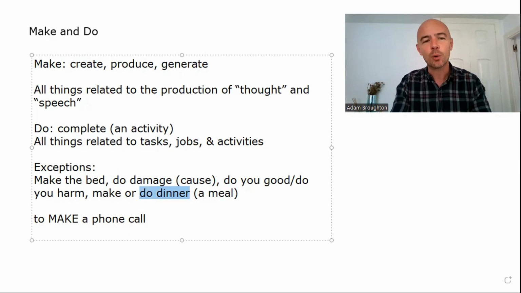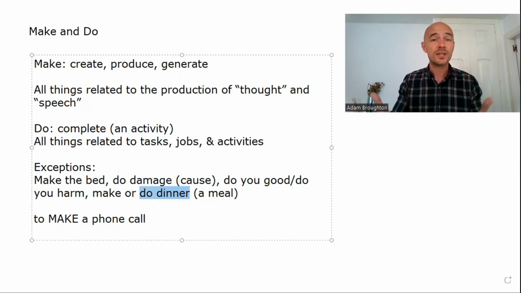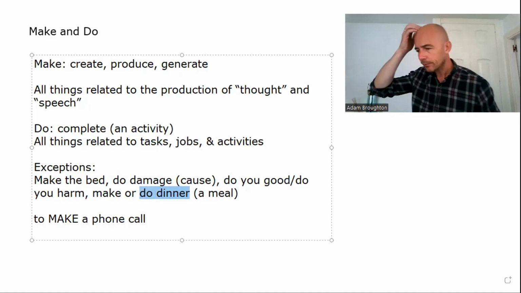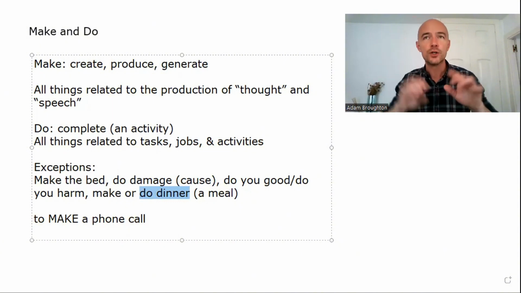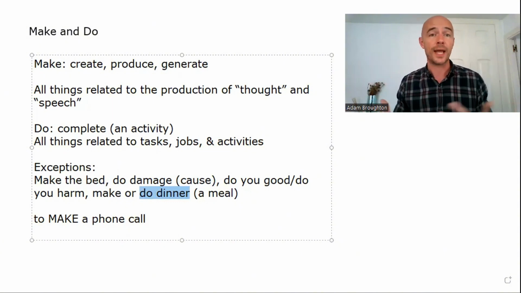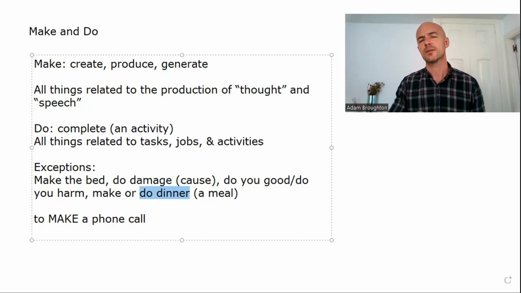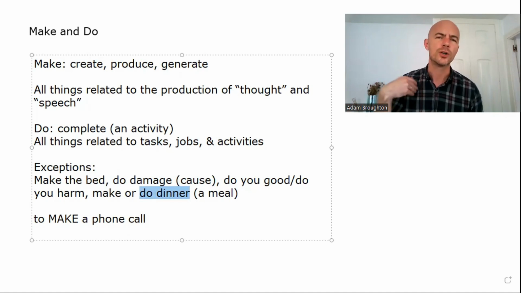But dinner can also be interpreted as an activity, a task that needs to be completed, a chore, if you will. So you can do dinner. So imagine, I don't know, me and my wife are sharing tasks that we have to do in the house for tomorrow. And I don't want to make dinner. I'd prefer to make dinner. And imagine my wife says, for example, well, look, I'll do lunch and you do dinner.